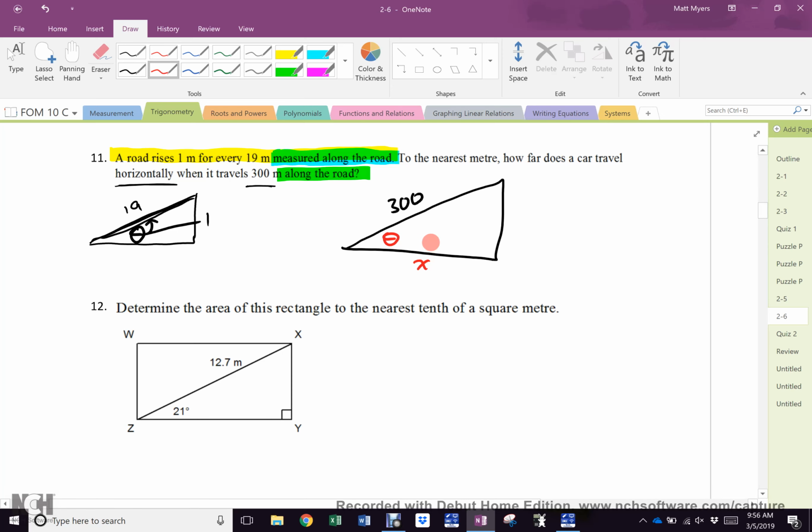Cos, if I want to do it with trig. If I want to do it with similar triangles, what's the fraction that I can use to compare? I could use 1 over 19, but then I would have to compare y over 300. And once I had y, I could do Pythagoras over here, right? What is another fraction I could use?